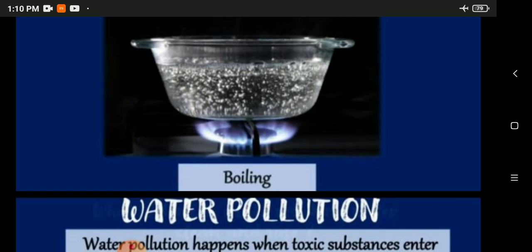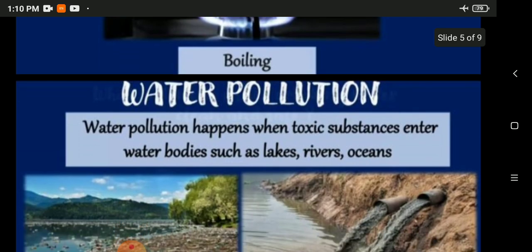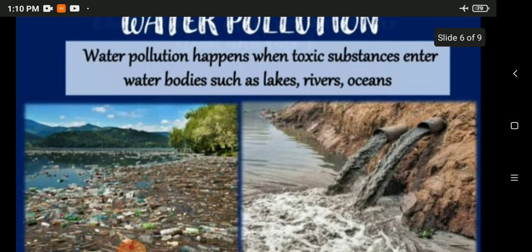Okay, students. So next, pollution of water. What is water pollution? Water pollution happens when toxic substances enter water bodies such as lakes, rivers, and oceans. You can see the pictures of water pollution. Many wastes are transferred to the lakes and rivers. Water from factories, gutters, sewage and all.